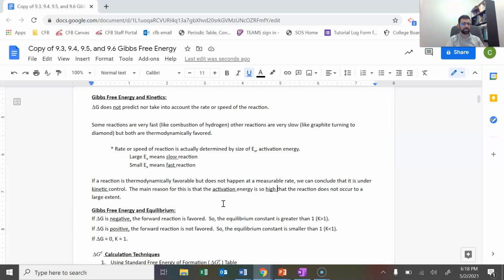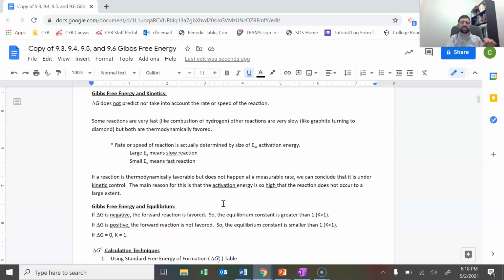You might see some questions where a process is described and you've got to look at it and recognize this has a negative delta G. So it should be a spontaneous process. It should be thermodynamically favorable. Why does it not happen? And you will have to be able to say, because of the high activation energy, or because it's under kinetic control, it does not happen. It must have to do with kinetics, because the thermodynamics tell us it's favorable.